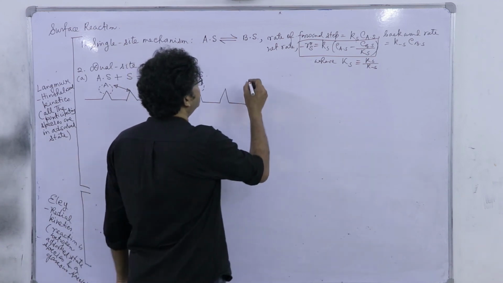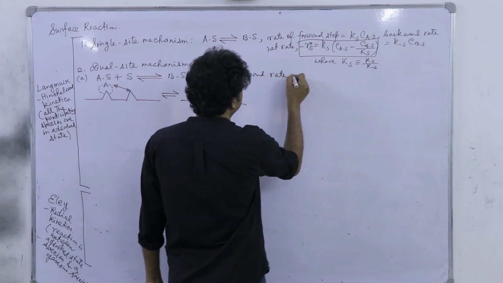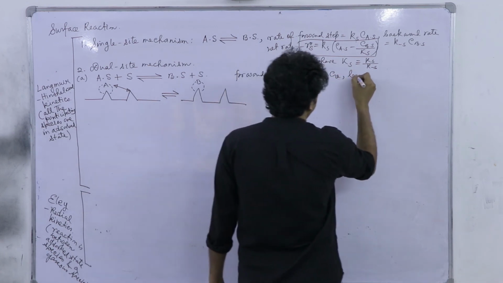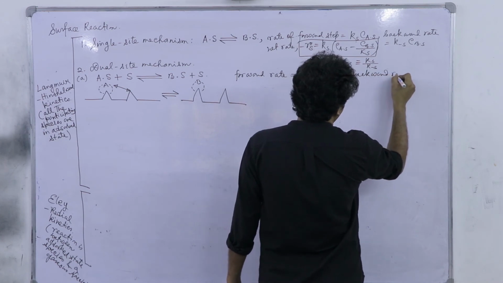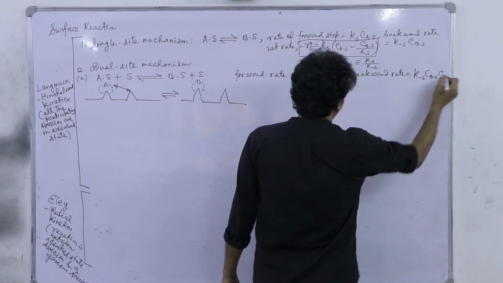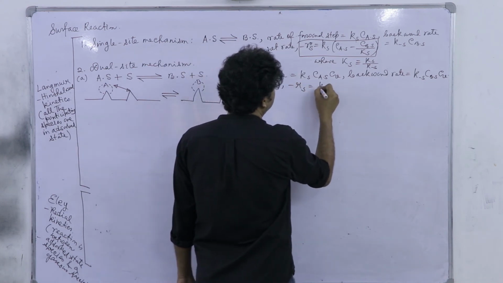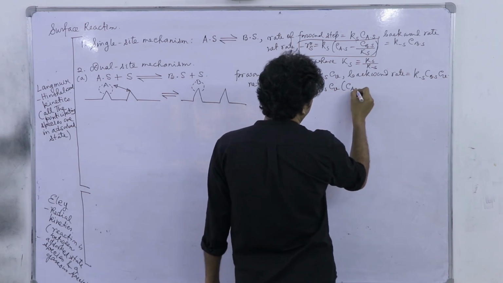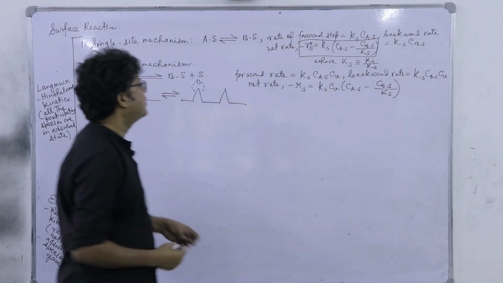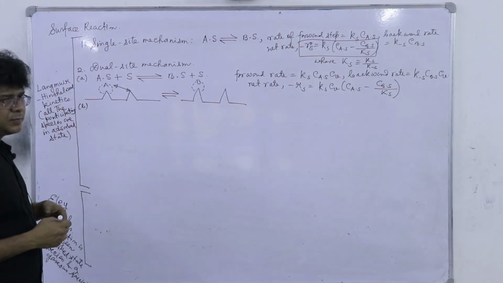So, here you can see that forward rate is Ks C of A dot S into Cv, backward rate K of minus S C of B dot S Cv, net rate minus Rs is Ks Cv C of A dot S minus C of B dot S by Ks, right.